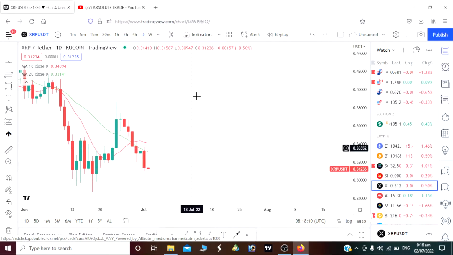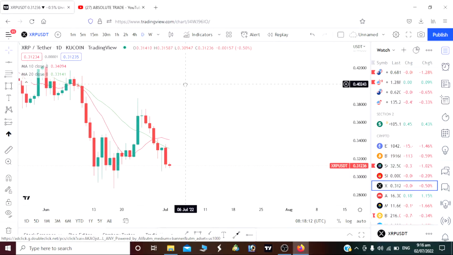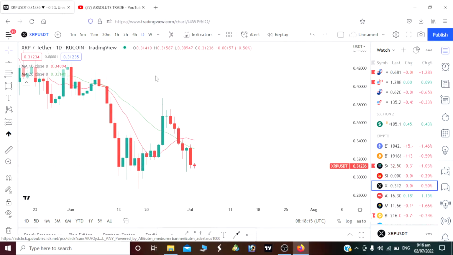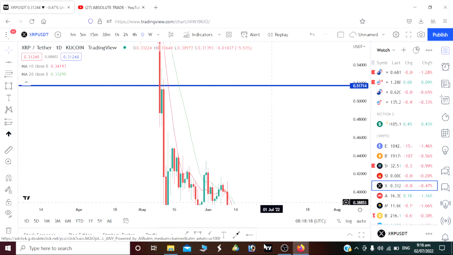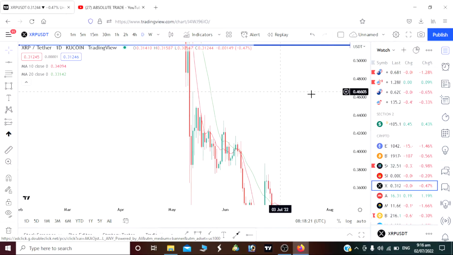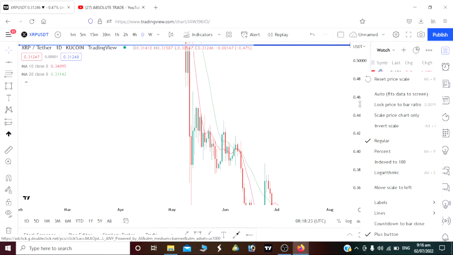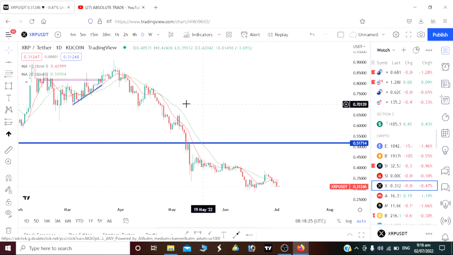Now on our XRP for the week, as we can see on a daily time frame, let's highlight it. By the way, we see that we are actually on a fall on our huge daily time frame. So let's fit to screen. Now you can see the long time frame, we are actually falling.